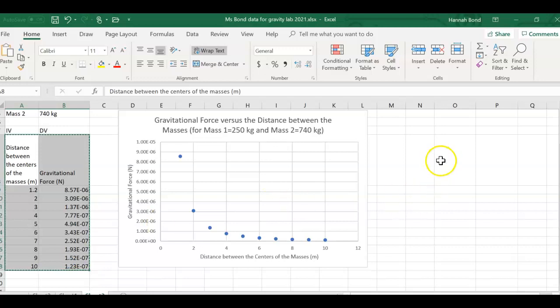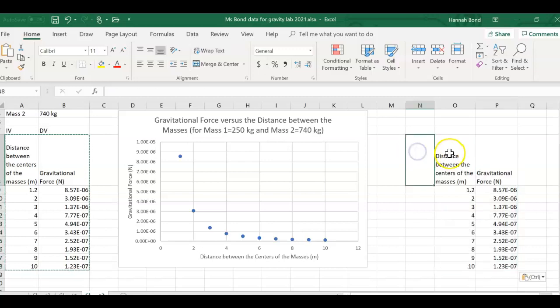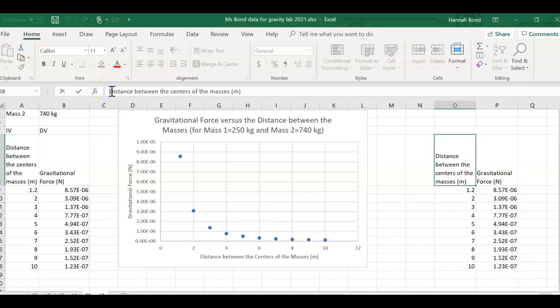Just do a Control-C, and I'm going to move it over to the right-hand side of the graph. And now I've copied the gravitational force. I'm going to leave the force the same, but I'm going to change the independent variable column. Instead of being the distance between the centers of the masses, now I want the inverse square of the distance between the centers of the masses.